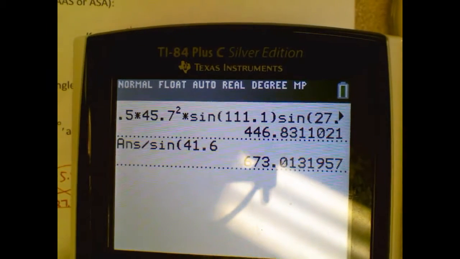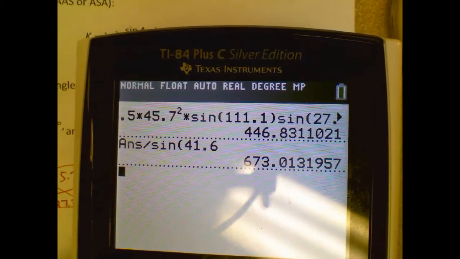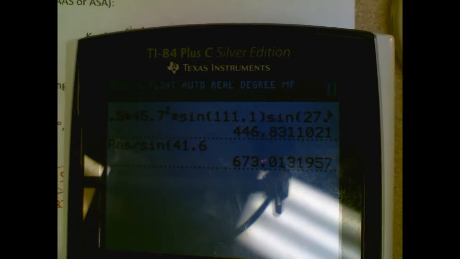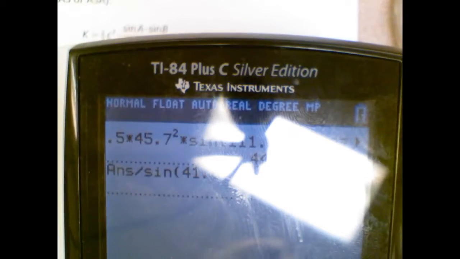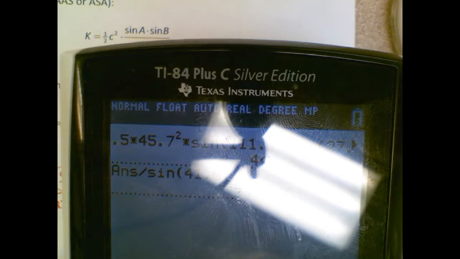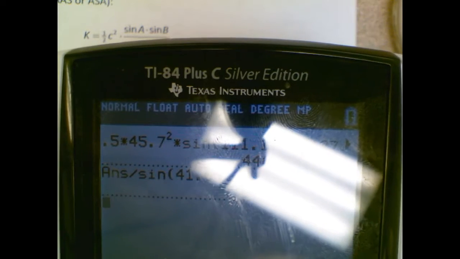Why am I still negative? Are you in radians? Go to mode. I'm in degrees. Did you square the side? Yeah. Okay. You put sine in front of the angle? 0.5 times 45 times 111.1. Close parenthesis.